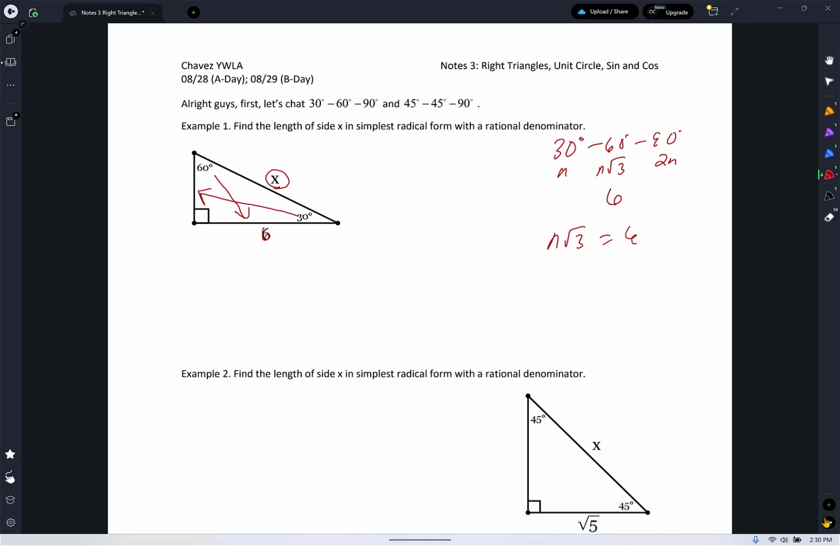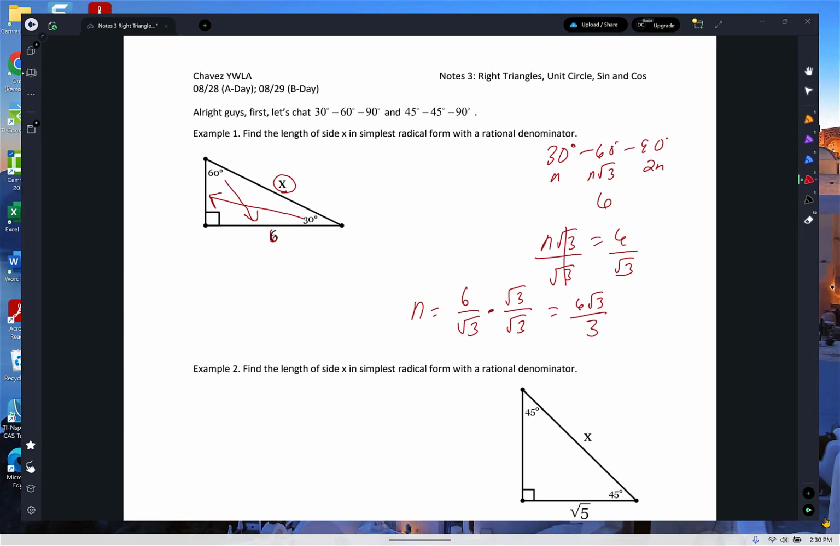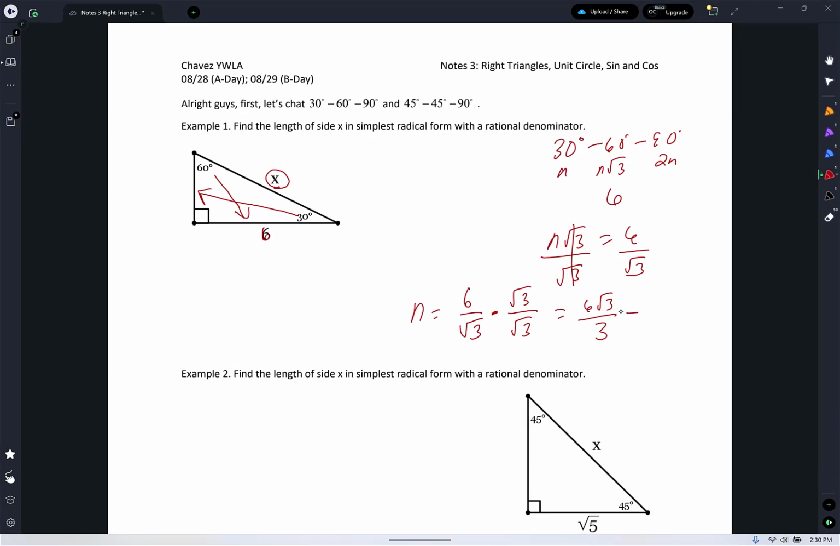So how do I get the short leg from that? Not square both sides. I've got to get n by itself, right? So I've got to divide both sides by square root of 3. So now I have n equals 6 over square root of 3, and we practice rationalizing it. So I'm going to multiply that by square root of 3 over square root of 3, which is just the same thing as 1, right? So I have 6 square root of 3 over 3. Hopefully we're getting good at this now. What is 6 divided by 3? So this is nothing more than 2 root 3, or 2 square root of 3.